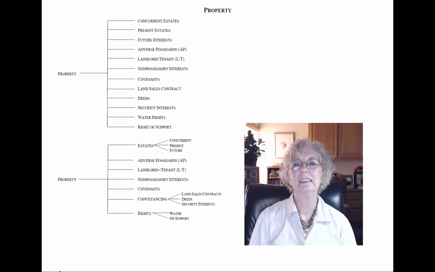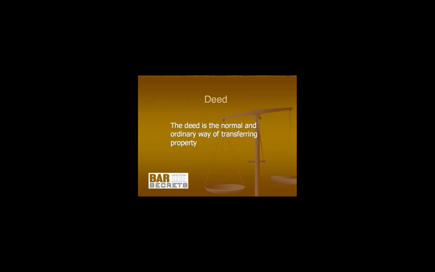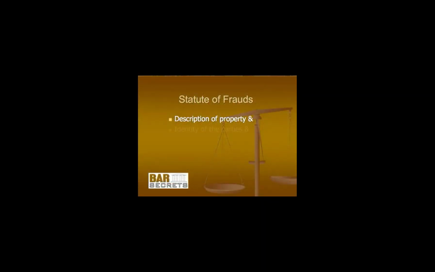Today, deeds. Okay, so now we're away from the land sales contract and we're on to deeds. The deed is the normal and ordinary way of transferring property. Now, because this is an interest in real property, the deed must be written. And so to satisfy the Statute of Frauds, the deed has to contain a description of the property and the identity of the parties, the price, and it has to be signed by the party to be charged.